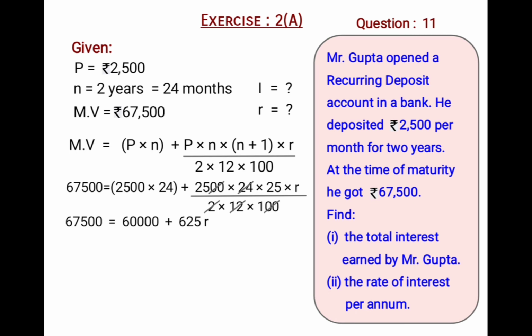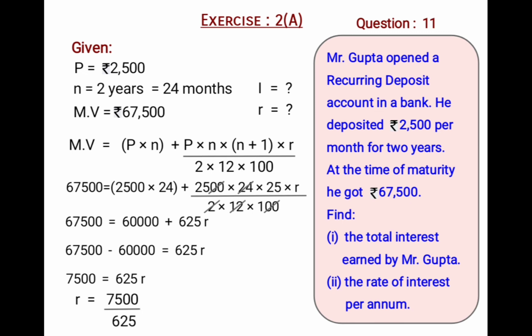Now I am going to transpose 60,000 to LHS. We will get 67,500 minus 60,000 equal to 625R. On subtraction, we will get 7,500 equal to 625R. Therefore, R is equal to 7,500 divided by 625. On further simplification, we will get R is equal to 12 percent.